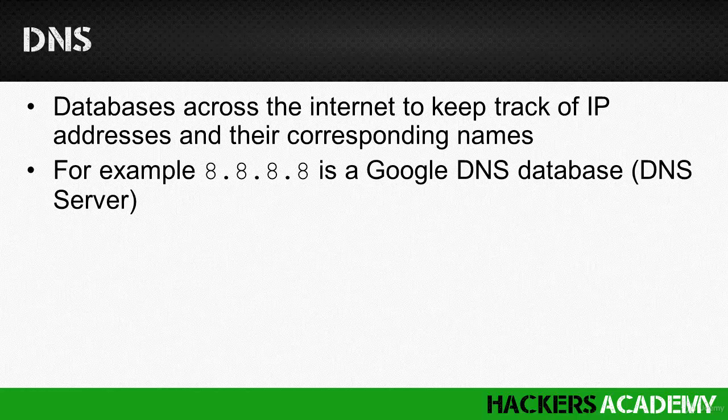These DNS databases are spread all across the internet, and each one of them would have their own IP address. One of the most famous ones, for example, is the Google DNS database, which has the IP address of 8.8.8.8. So if you go right now and ping 8.8.8.8, you will get a response from it. If you trace route to it, you will get a response from it.